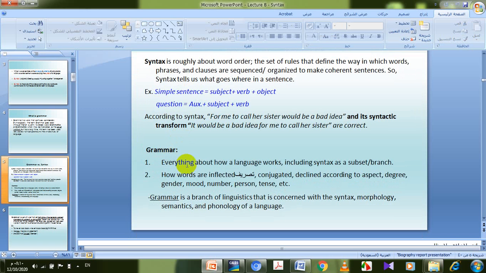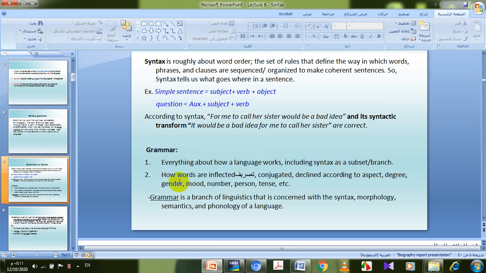However, when it comes to grammar, it is everything about how a language works. So grammar is concerned with everything about how a language works, including syntax as a subset or a branch. So syntax is a subset. It's a branch of grammar. Okay, grammar is the general umbrella under which syntax is subdivided, or sublisted. So when we talk about everything about how language works, we're talking about grammar. And syntax is a subset or a branch here.